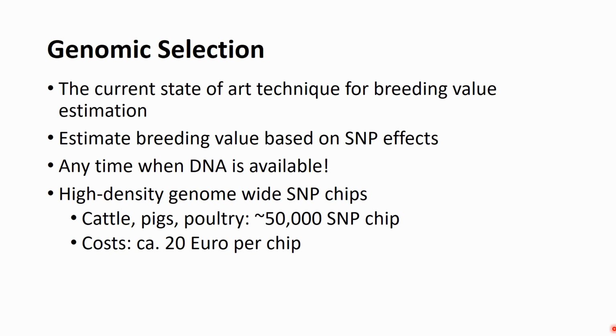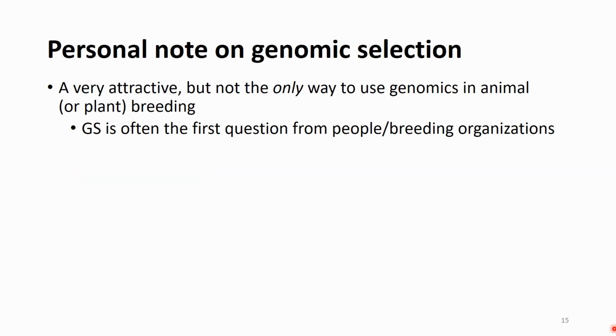The costs are reasonable, or I would call them reasonable. It's about 20 euro per chip, well, give or take. So the data is not entirely free, but very much affordable for larger breeding organizations. And right here, I would like to use the opportunity and talk a little bit about my personal stance and personal notes on genomic selection.